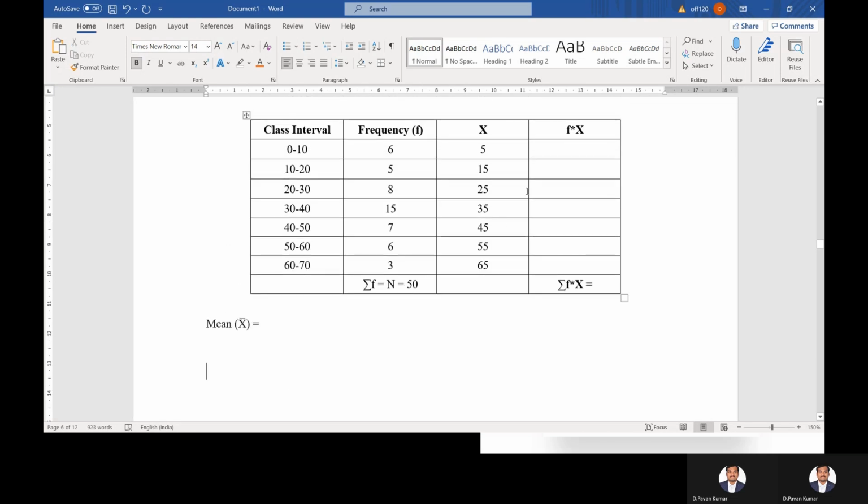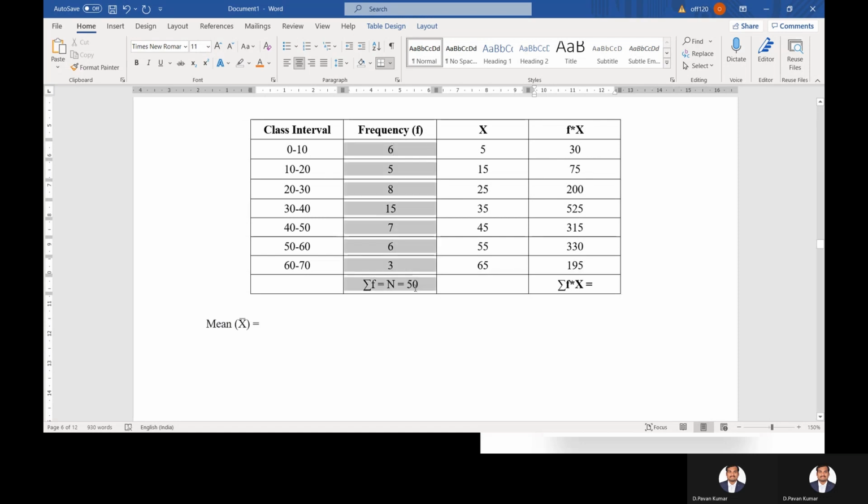Okay. So now simply finding out the x into f value. 6 5s are 30. Next, 15 5s are 75. 25 into 8 we have 200. Next, 35 into 15 we have 525. Next, 7 into 45, the answer is 315. Next, 55 into 6 it is 330, and the next 65 into 3, the answer is 195. Okay, anyways, once you add the frequency values you get 50.